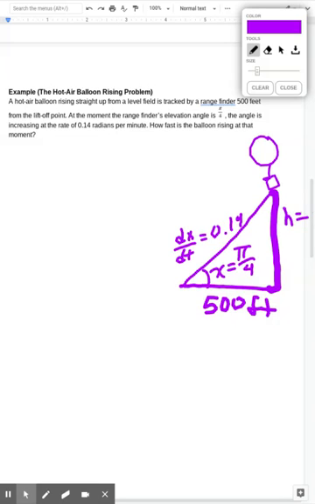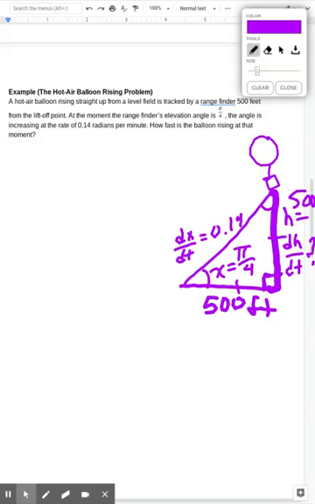So first we need to find the height of the balloon, and we're looking for the rate of the height. The height you can find a number of ways. You can use tangent of this angle, pi over 4, equals h over 500. Or you can use a special property of 45-45-90 triangles: since pi over 4 is 45 degrees, this leg is the same as this leg. So h equals 500.